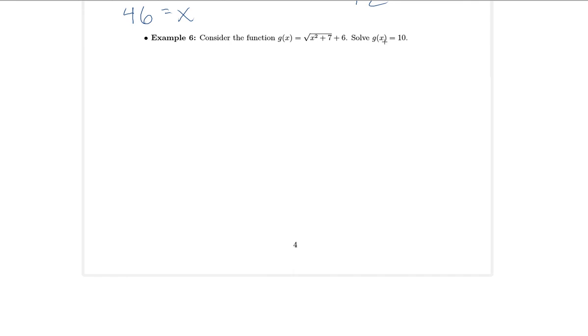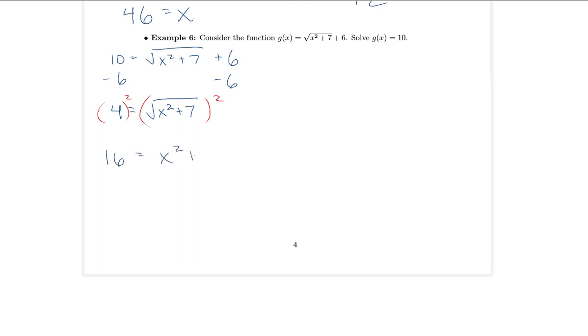All right, so if they're asking us to solve this, we know that we're going to plug 10 in where we saw g of x, right? So this will be 10 equals x squared plus 7 plus 6. And in that last problem we did, we know that we got the square root all by itself first, right? And then what did we do? We squared both sides, right? So we get 16 is equal to x squared plus 7, right?